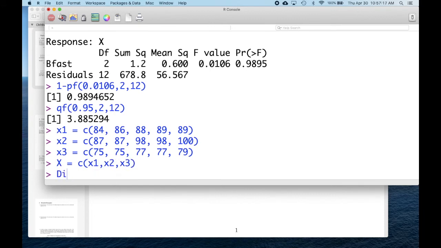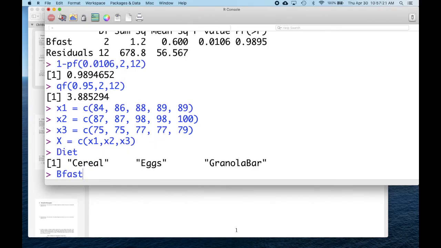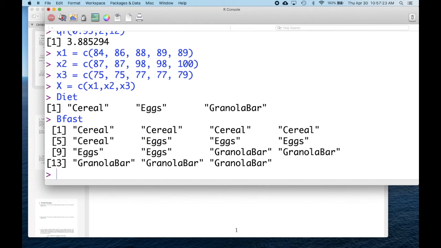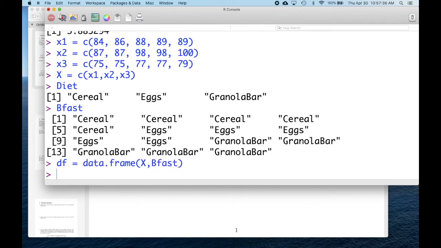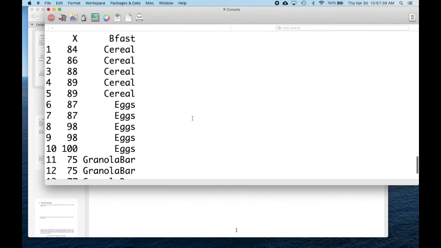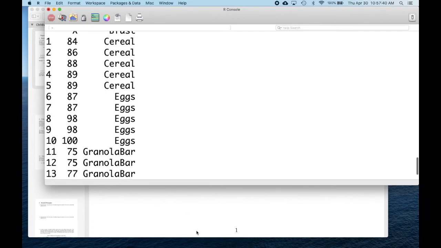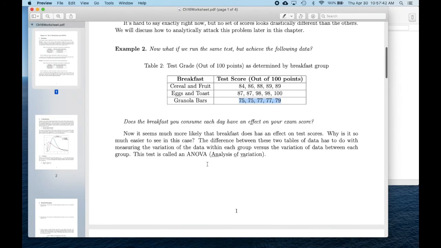We've already defined diet, so I could do this again if I want. I could redefine diet, I could group the diets together. But we've already done that, so I'm not going to worry about it. I do need to redefine the data frame though. So this is going to be x with breakfast. And now I have our new data set that's grouped according to the new test score.